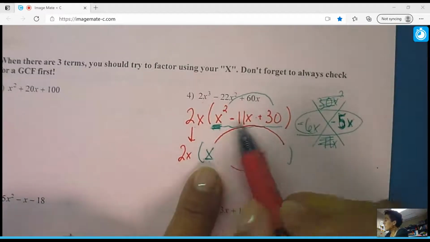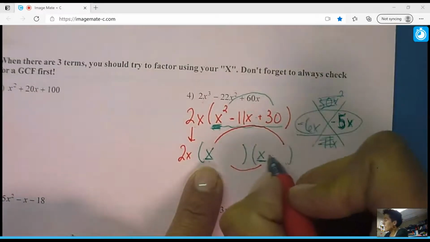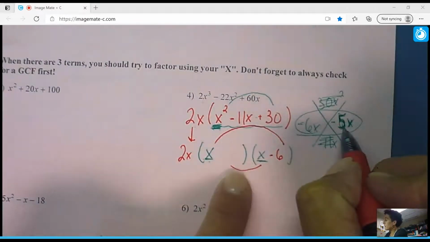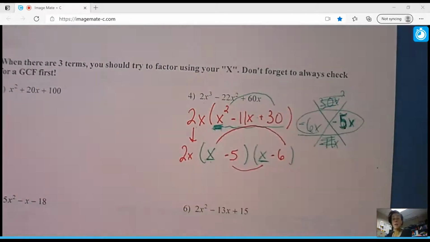So x times what makes the -6x? Well, that would be -6. And x times what makes negative 5x? Well, that would be a negative 5. And now you have factored it.